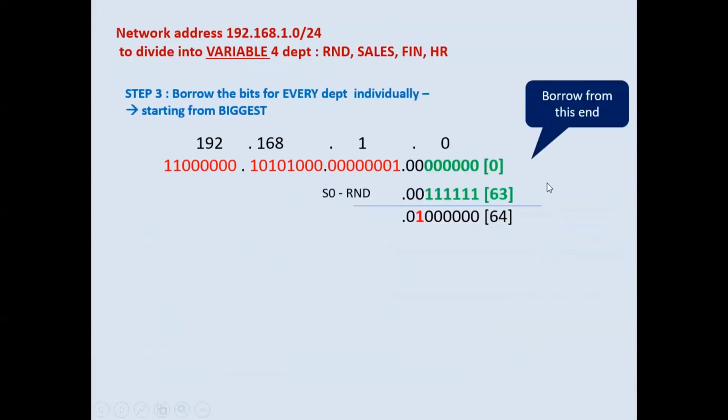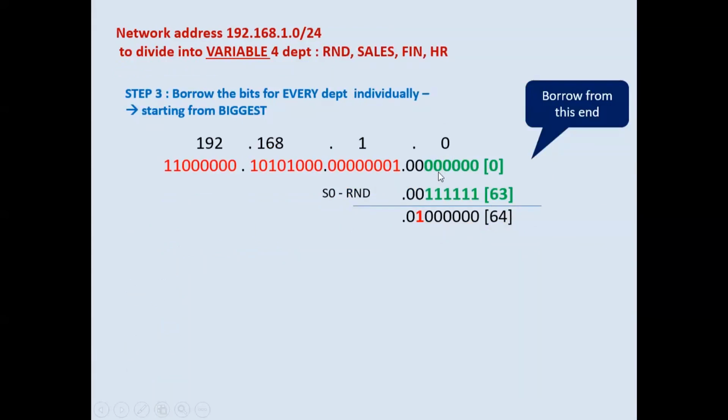So another difference between equal subnetting and variable subnetting is where you borrow the bits from. Okay. And we start from the largest to the smallest. So R&D was the largest, and it needs 6 bits. We borrow from the right-hand side. So 1, 2, 3, 4, 5, 6. We borrow from this side.